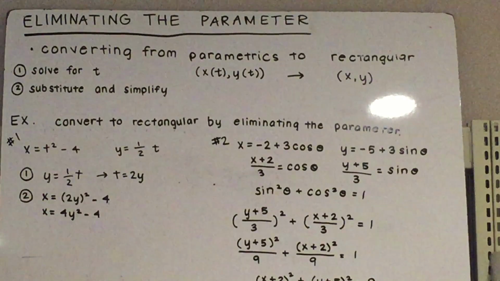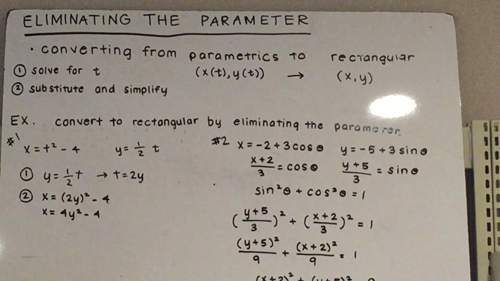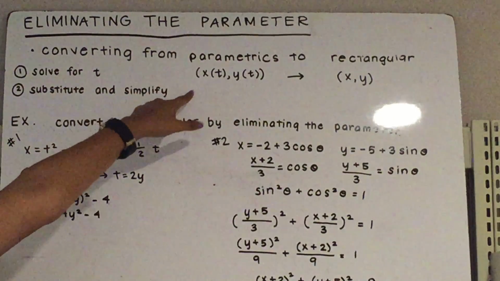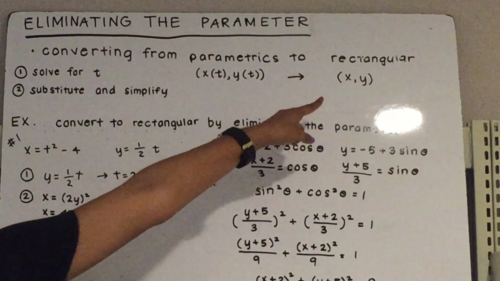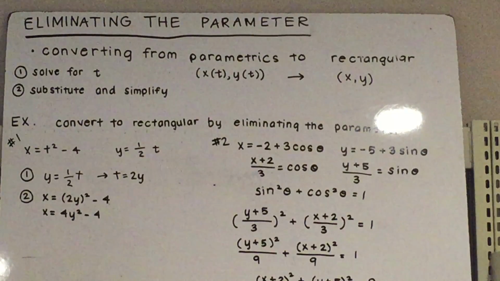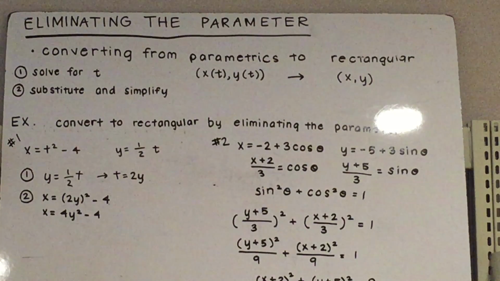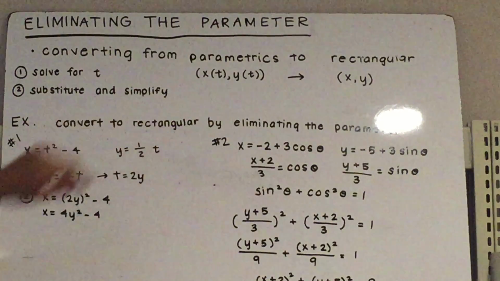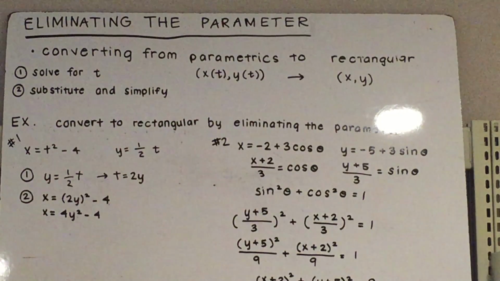Alright, so now we're going to talk about eliminating the parameter. And all that means is converting from the parametric form to the rectangular form. So that means converting from x of t and y of t to x and y. And so the two steps you're going to use to figure this out are solving for t and then substituting and simplifying.